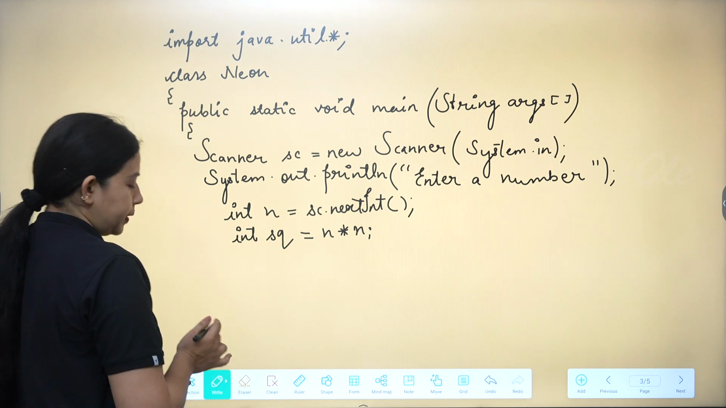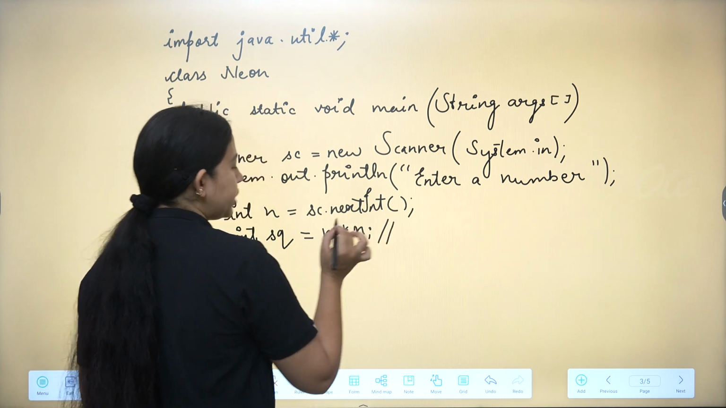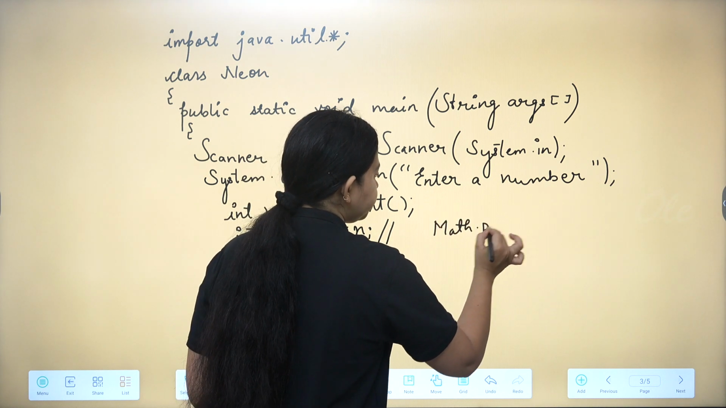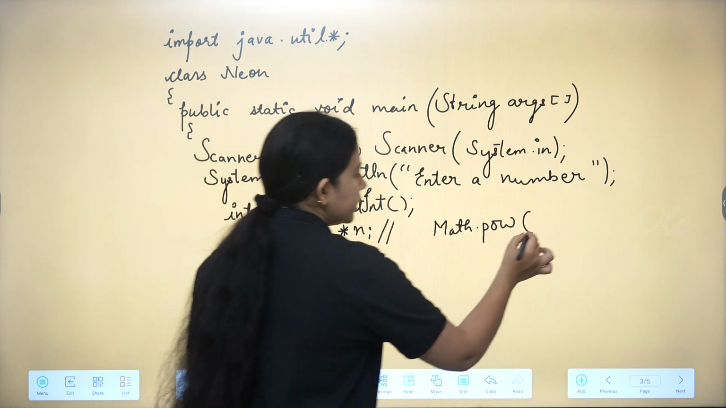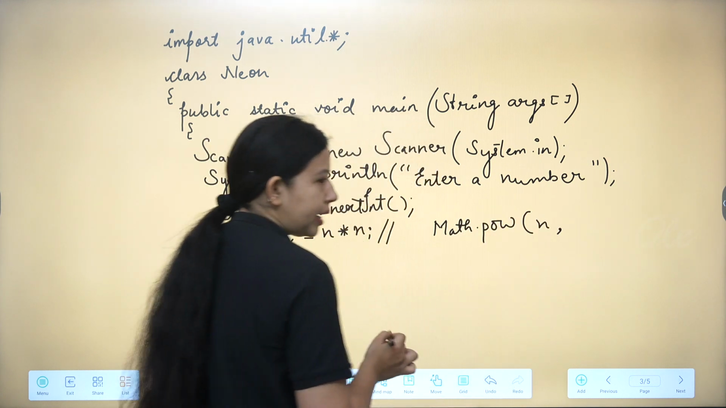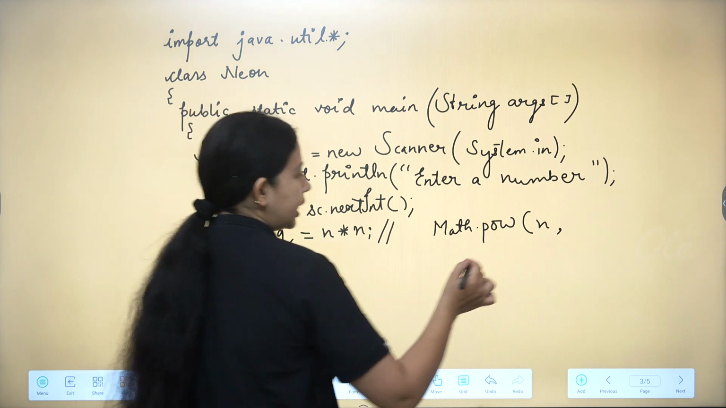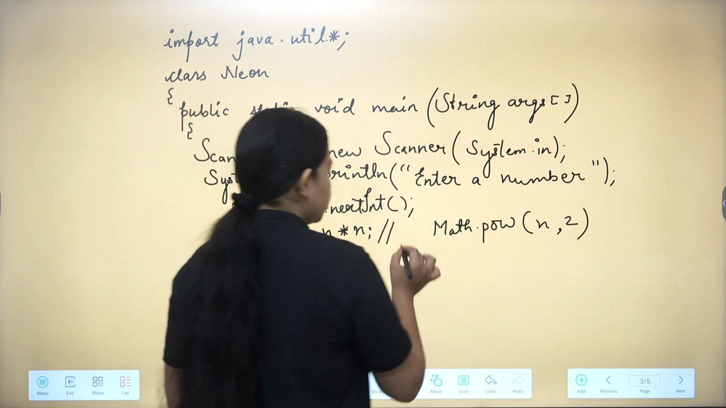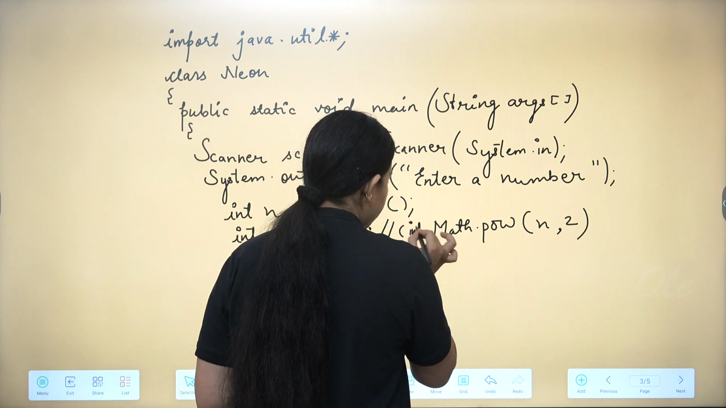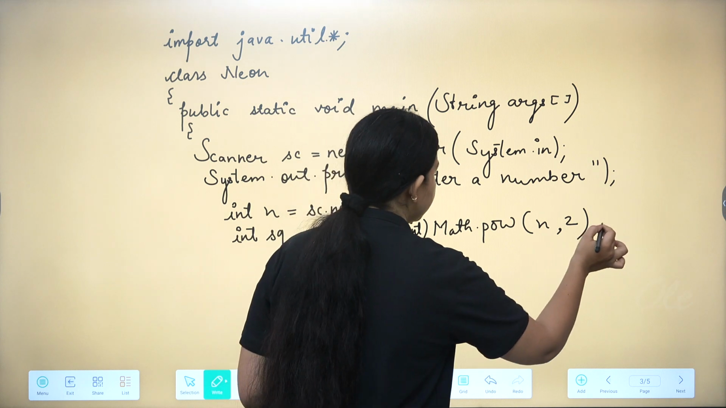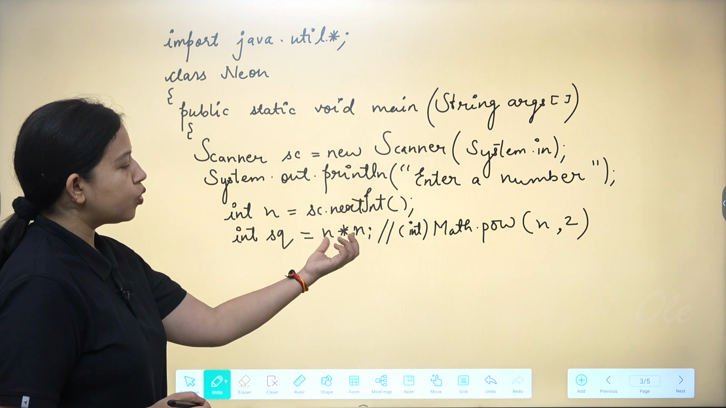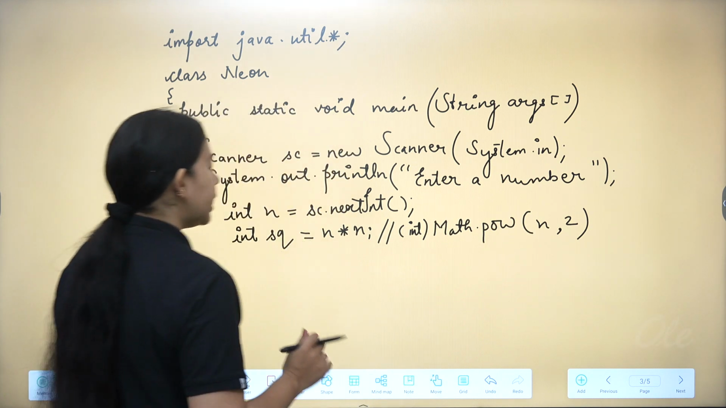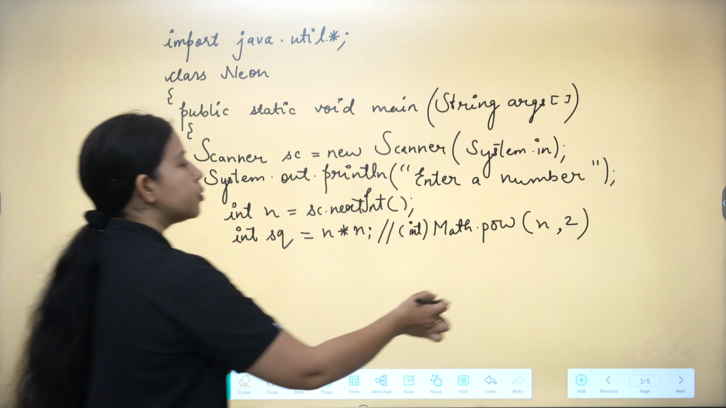Alright, so this is completely optional, but I'll show you how you can write this: Math.pow, in brackets, the n has to be passed, separated by comma, and the power value that needs to be performed, which will be 2. Then convert this Math.pow value into an integer. So if you don't want to write n into n, you can simply write Math.pow(n, 2), and put a semicolon at the end.